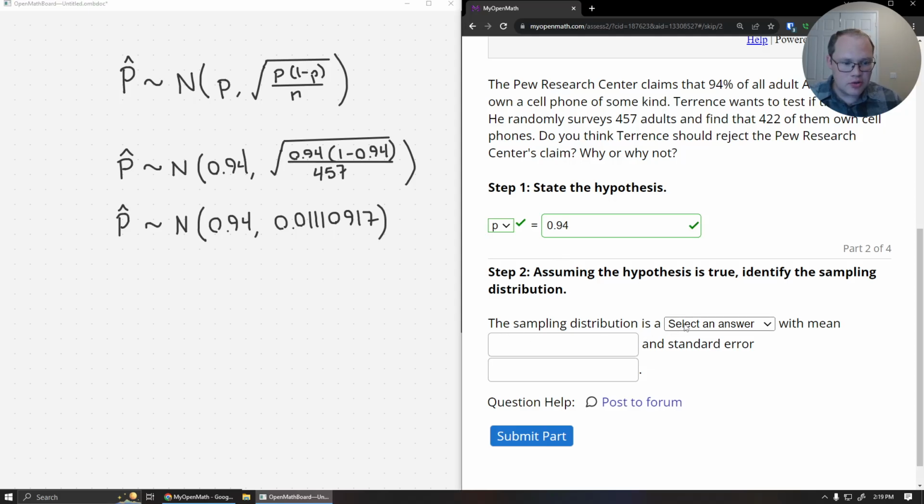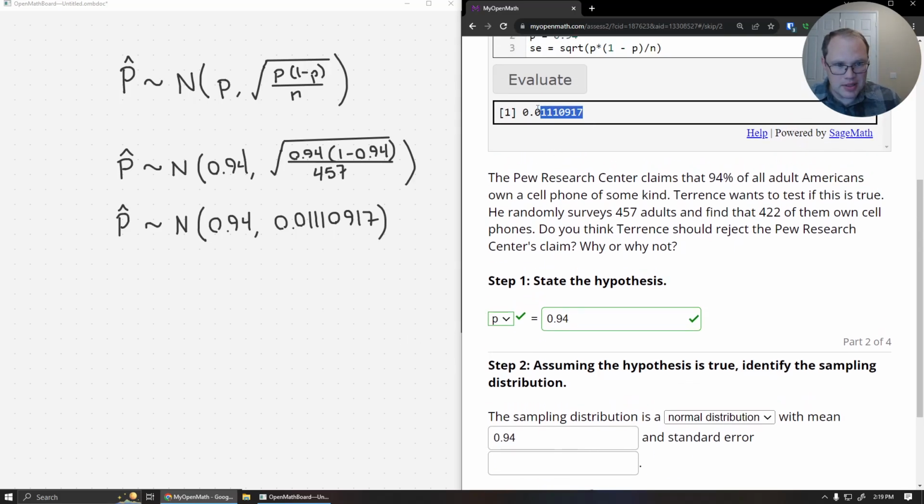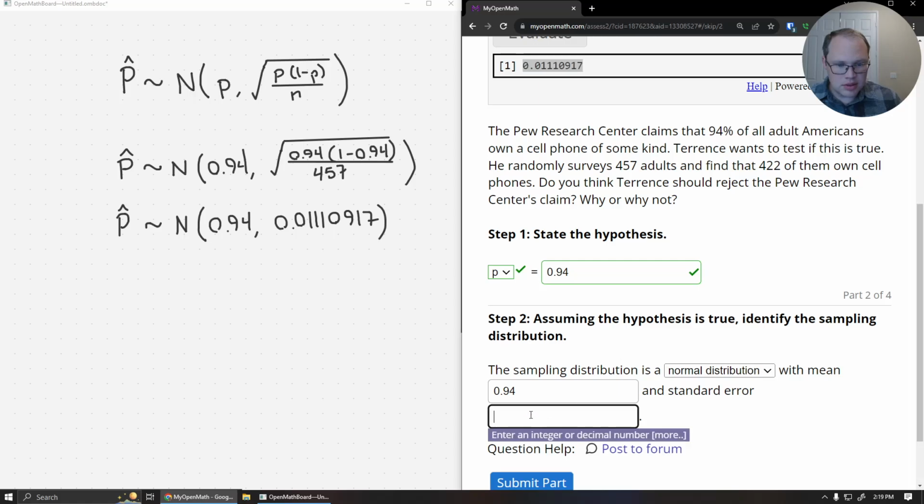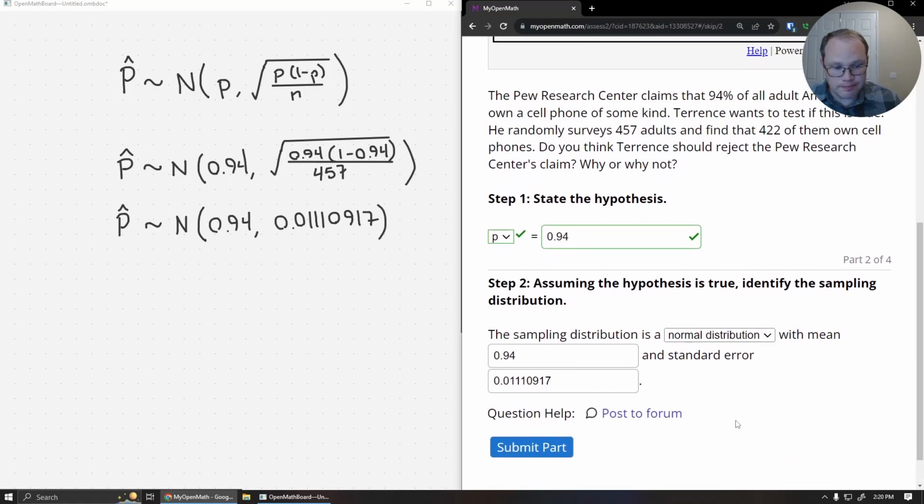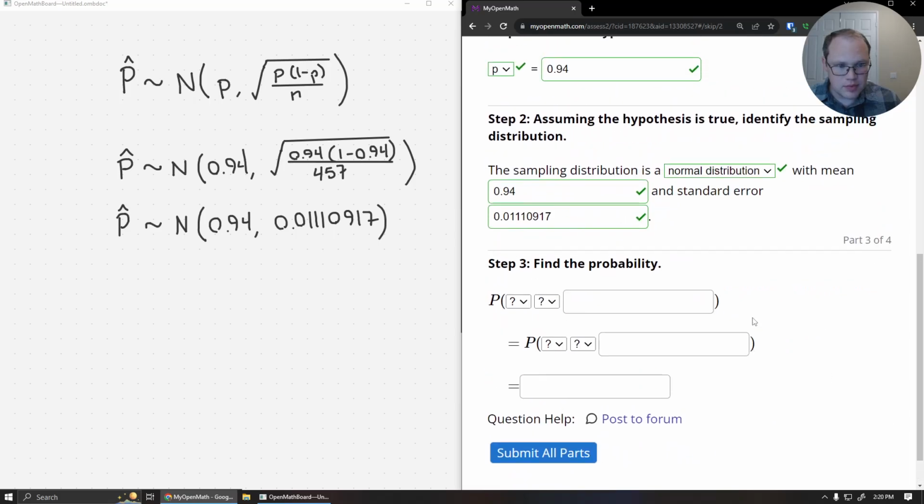Let's use that and answer step 2. The sampling distribution is a normal distribution with a mean of 0.94 and a standard error of 0.0111097. Now that we have the distribution we're going to be working with, step 3: find the probability.